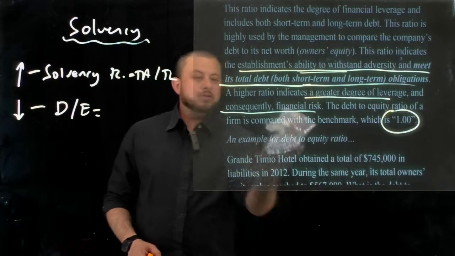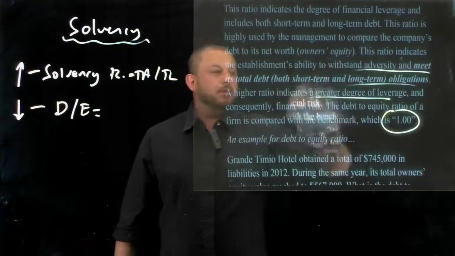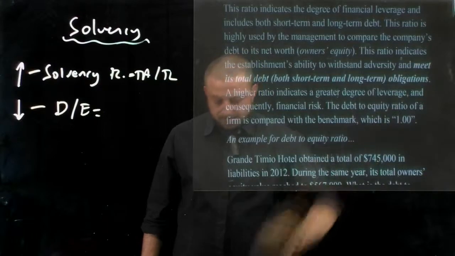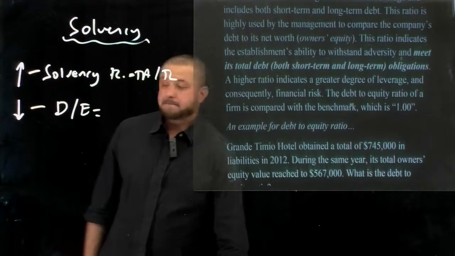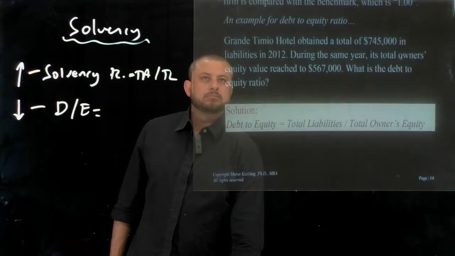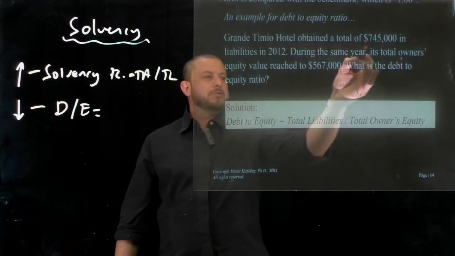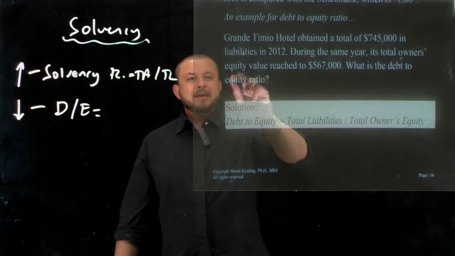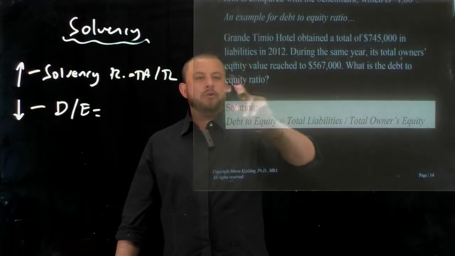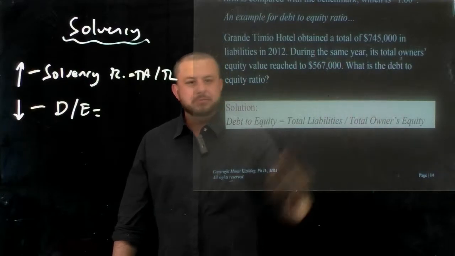So Grande Timea Hotel is the example for this ratio, guys. Let's analyze this example and then interpret the results by comparing to the benchmark. Grande Timea Hotel obtained a total of $745,000 in liabilities in 2012. During the same year, its total owner's equity reached $567,000. What is the debt to total equity ratio?